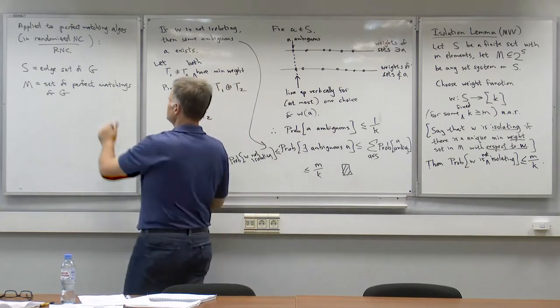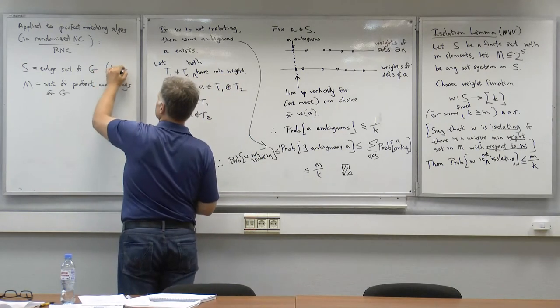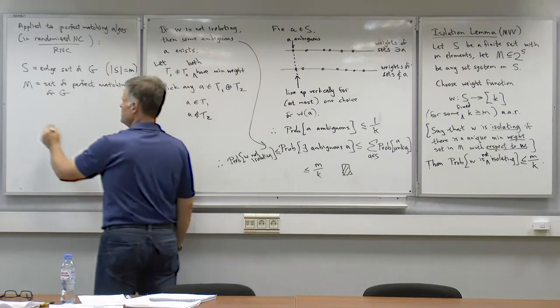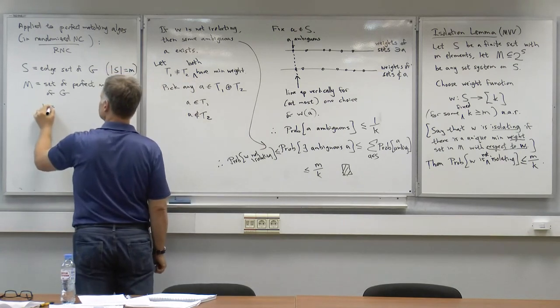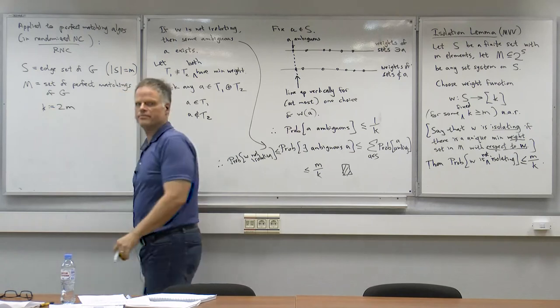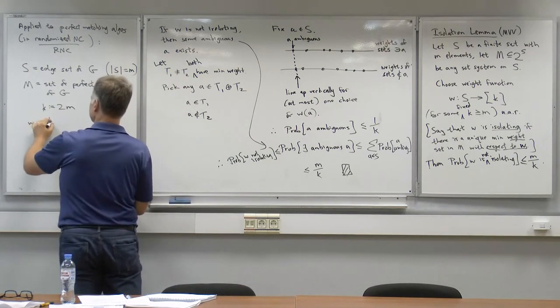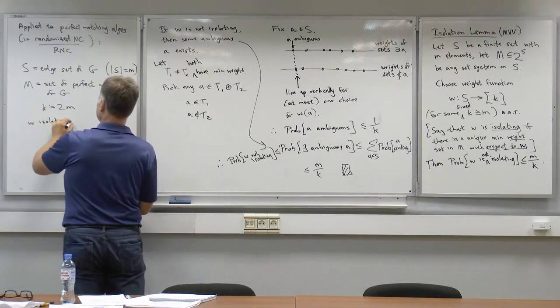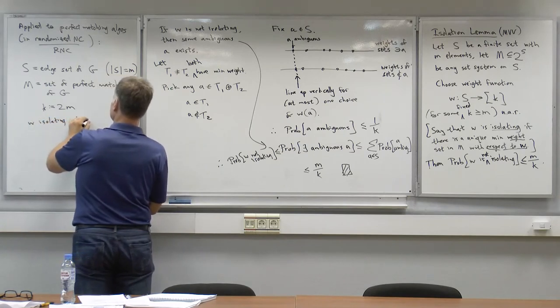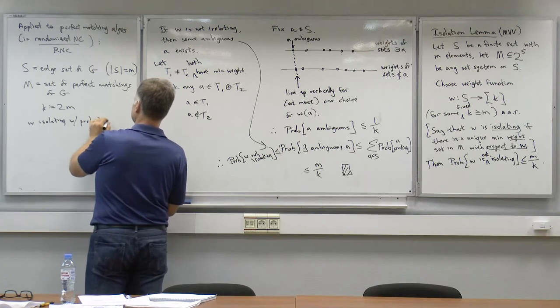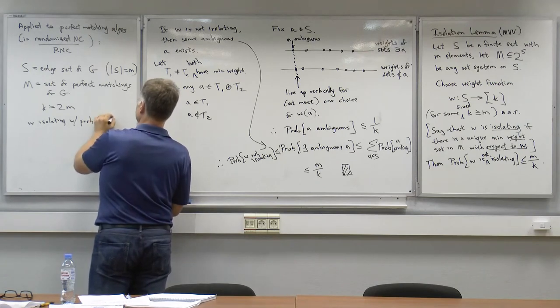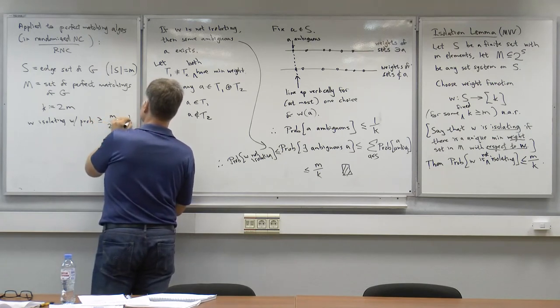And the edge set of this size M. So we let K be 2M. And so W is isolating with probability at least M over 2M, one half, okay.